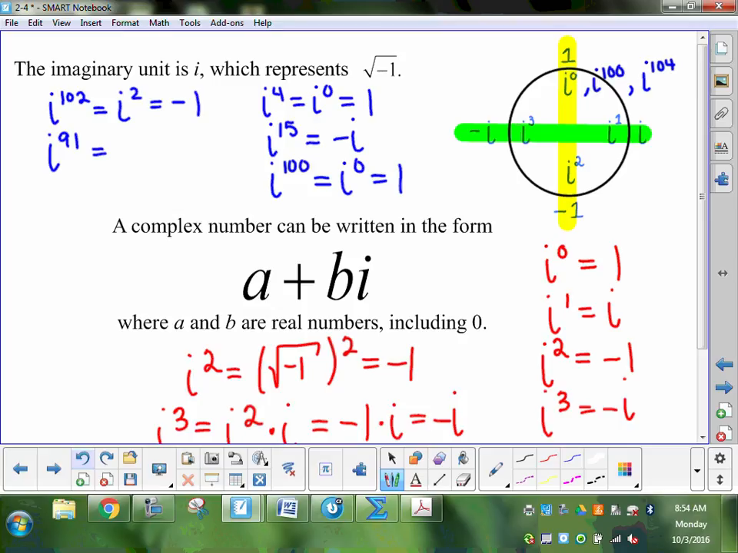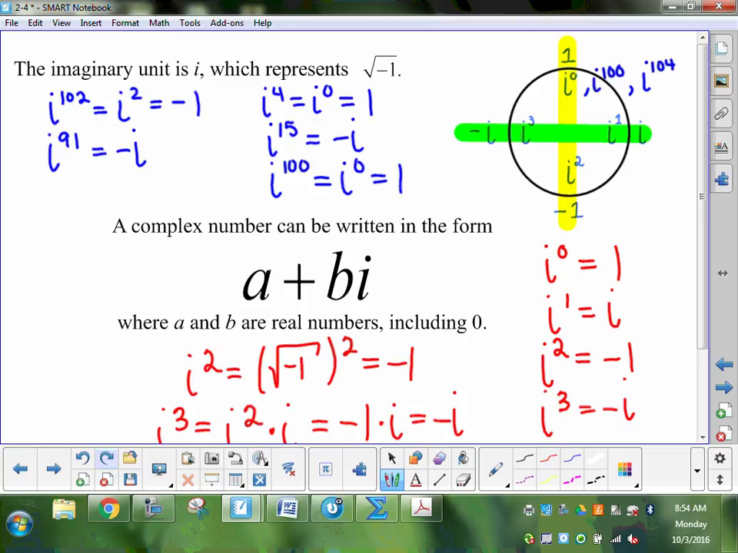We've got one person that can tell me what i to the 91st would be. Two of us. Three, 4. Sam? i to the 91st is not going to give you a 1. Negative i. Why did you say negative i? I counted backwards and that's i. Which multiple did you use? Did you use 104, 100?